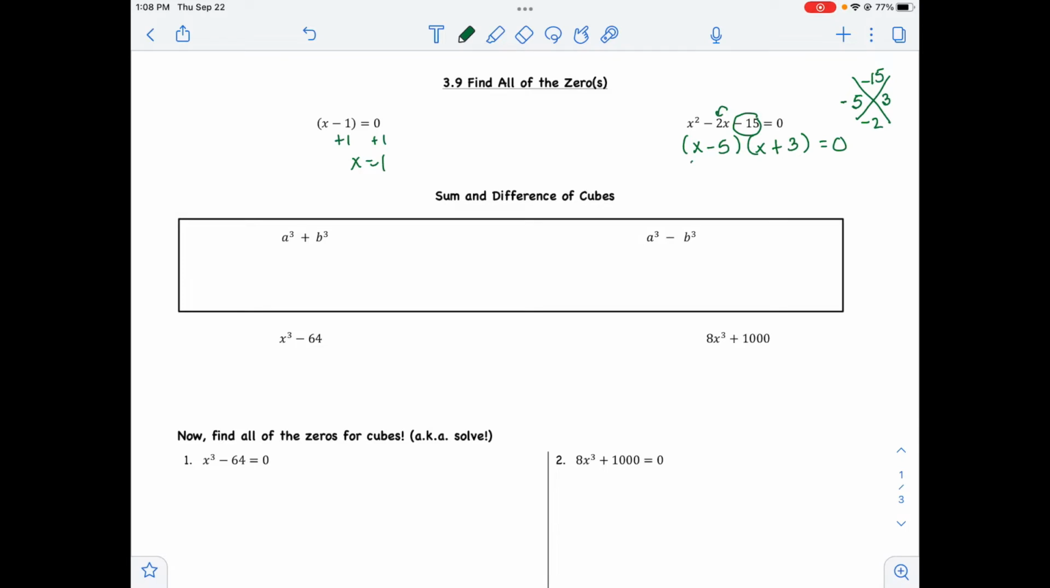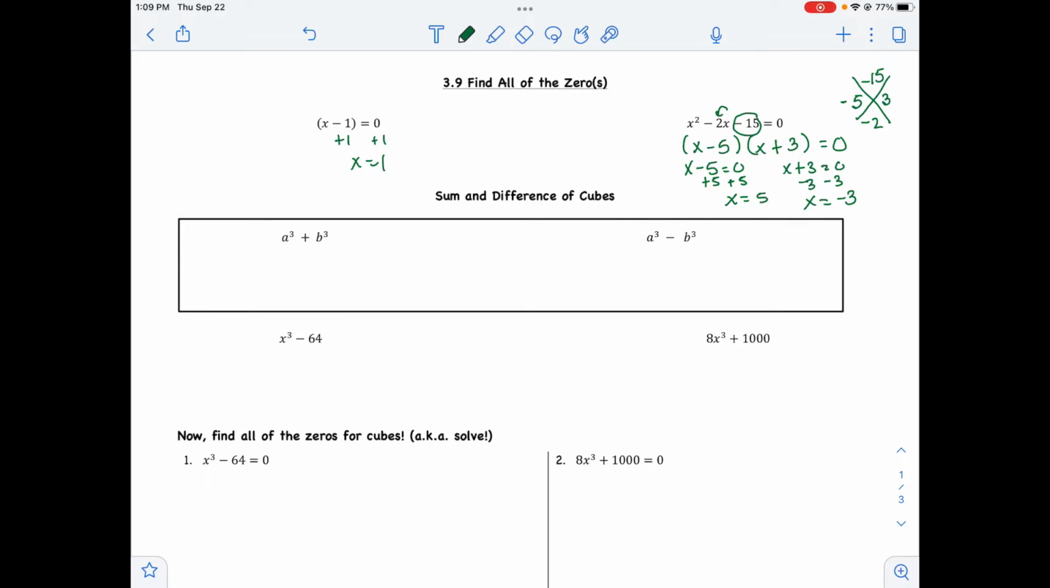And then each piece is solved for my 0. So I would add 5 to both sides, I'd get x equals 5. I would subtract 3, x equals negative 3. All right, so that's just a little refresher.